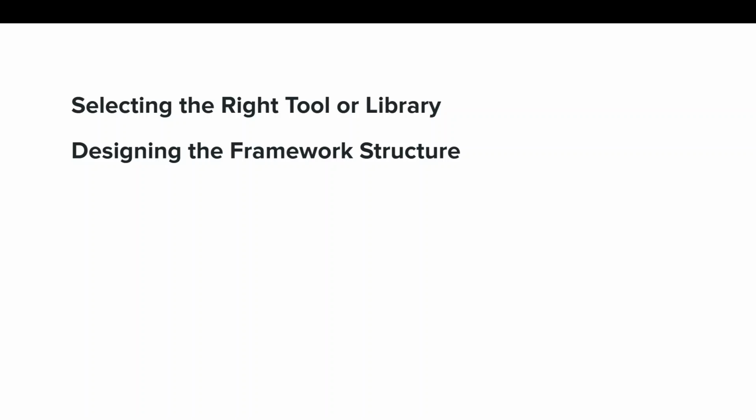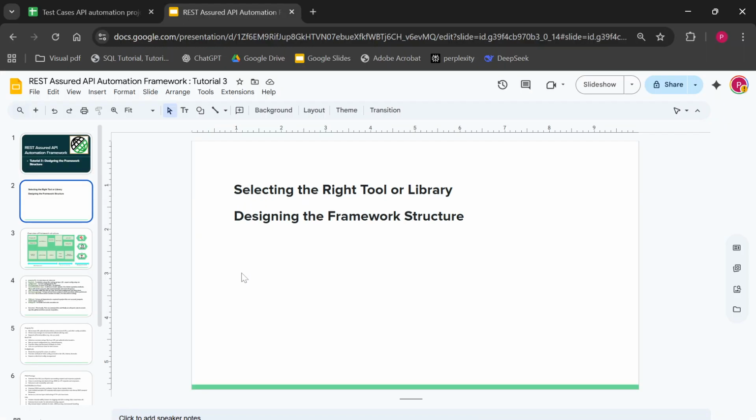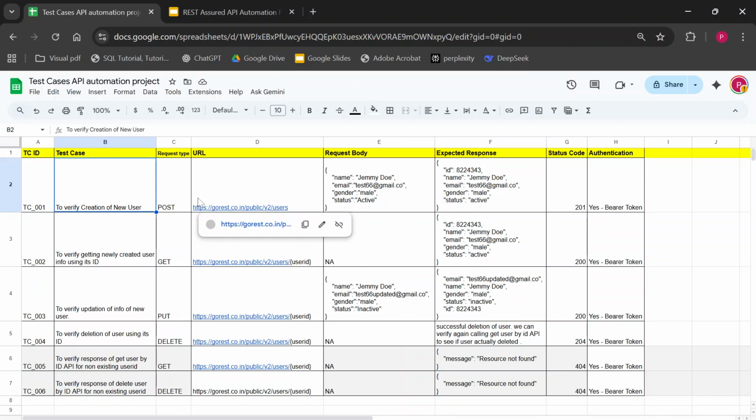So in our last session, we selected the APIs which we want to automate. We created one Excel sheet, and in that Excel sheet, we put all those APIs. For example, if you see, this is the test sheet which we created in our last session. And these are the sample test cases which we are going to automate by using the REST Assured API automation framework.